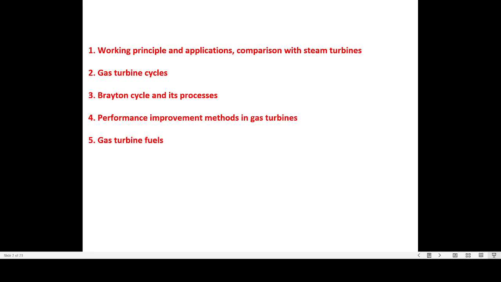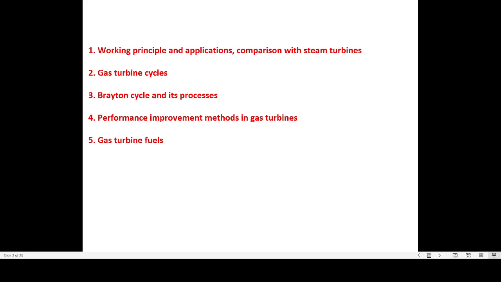We'll be looking into the different gas turbine cycles. Popularly, two different cycles are used for the operation of the gas turbine. One is called the open cycle gas turbine, and another is called the closed cycle gas turbine.